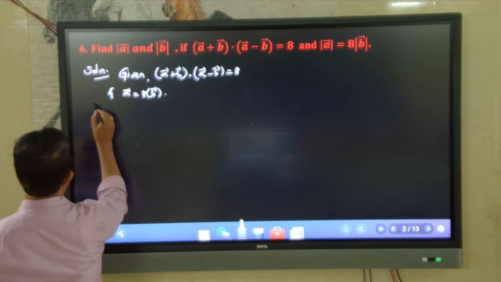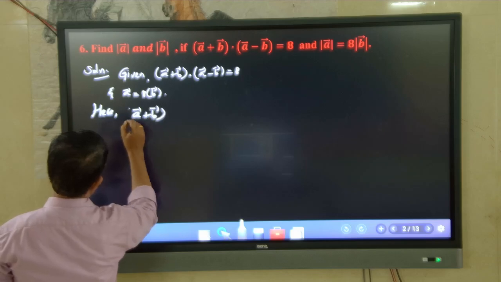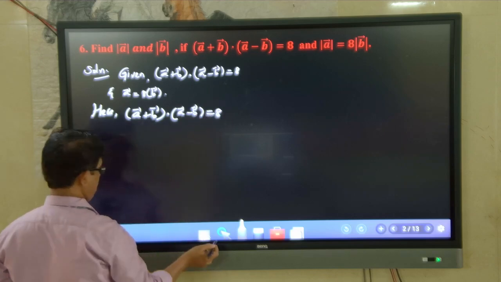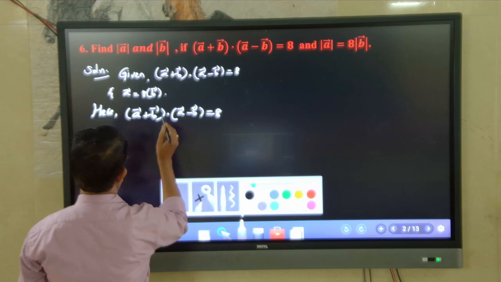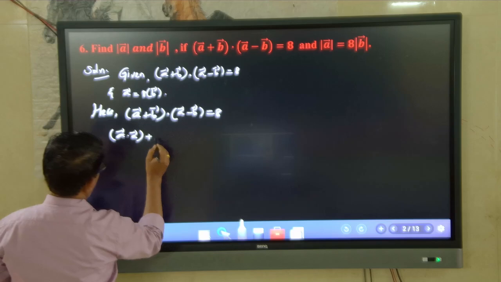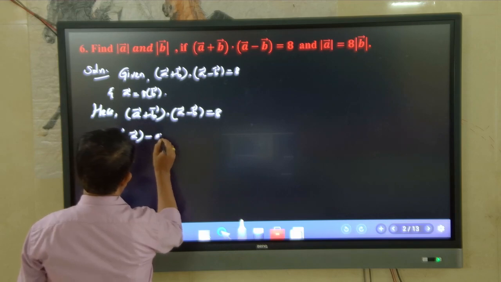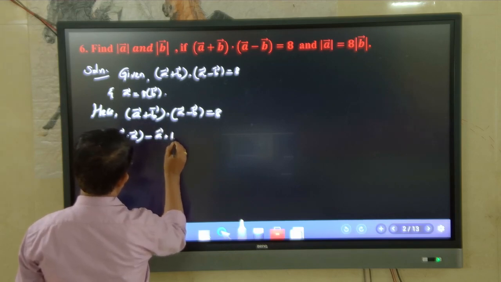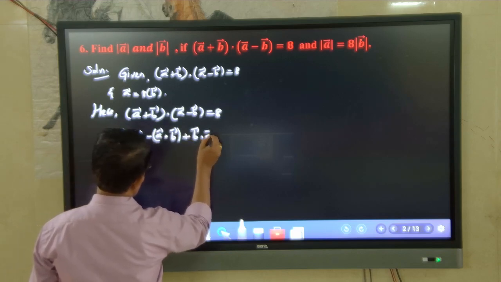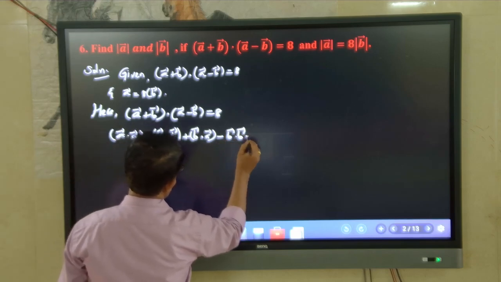Yes, now here carefully listen, students. A plus B dot A vector minus B equal to 8. Now multiply. What is that? A vector dot A vector, plus A dot minus, not plus, minus A vector dot B vector. Next, B vector dot A vector. Next, minus B vector dot B vector equal to 8.